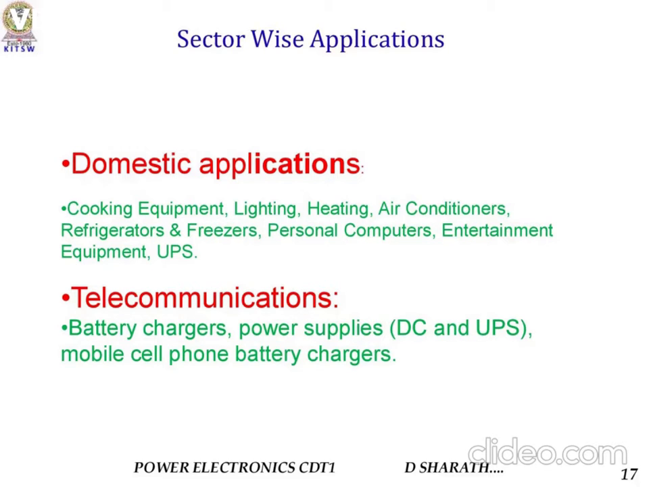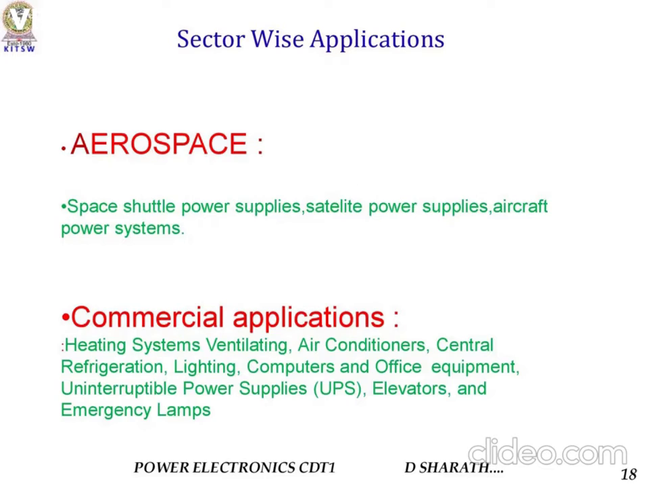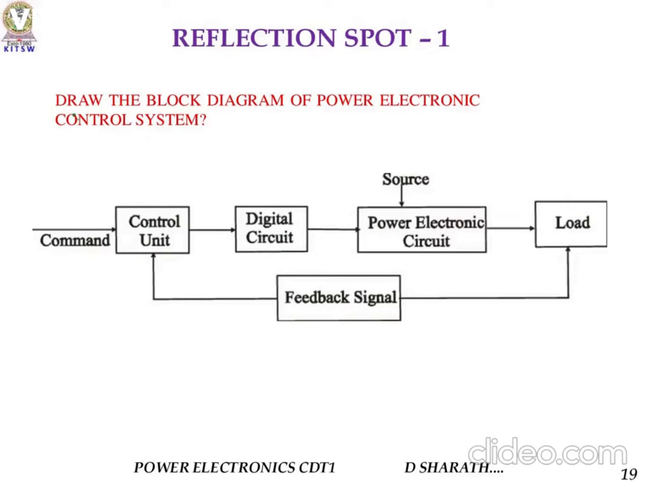Coming to telecommunications, we use power electronic devices for battery chargers, power supplies, mobile cell phones, and also DC UPS. UPS means uninterrupted power supply. Coming to aerospace applications, in space shuttle power supplies, satellite power supplies, and aircraft power systems, and some commercial applications like heating systems, air conditioners, elevators, and emergency lamps. Power electronic devices play an important role in these applications.